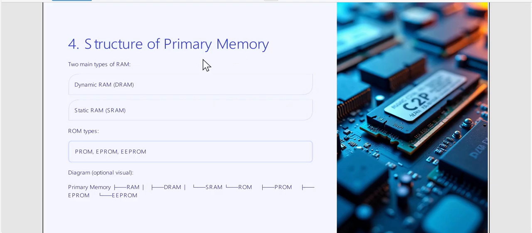Structure of primary memory: we basically have two types of RAM. Number one is dynamic RAM, DRAM, and number two is static RAM, SRAM. Further, we have other types of ROM as well: PROM, EPROM, and EEPROM. So the diagram is optional. It would not be asked in A levels that you just draw the diagram. It is just giving the structure of the primary memory, or the main memory, where we have RAM, ROM, DRAM, SRAM, PROM, EPROM, and EEPROM as well.